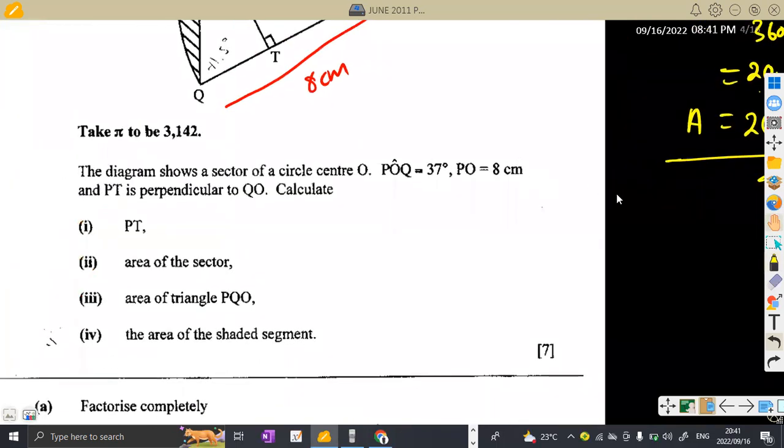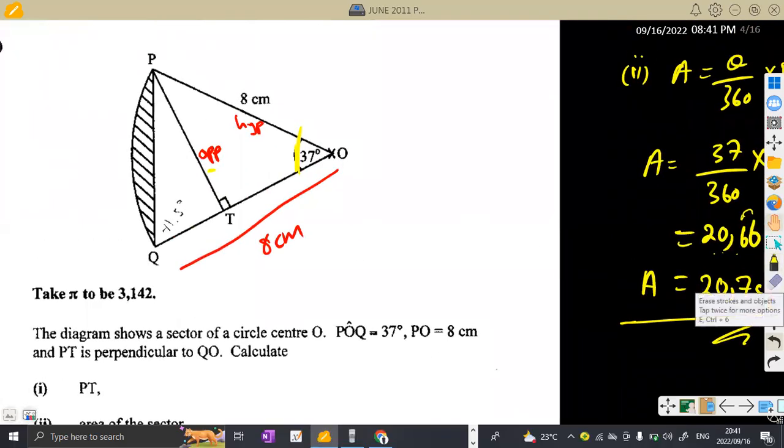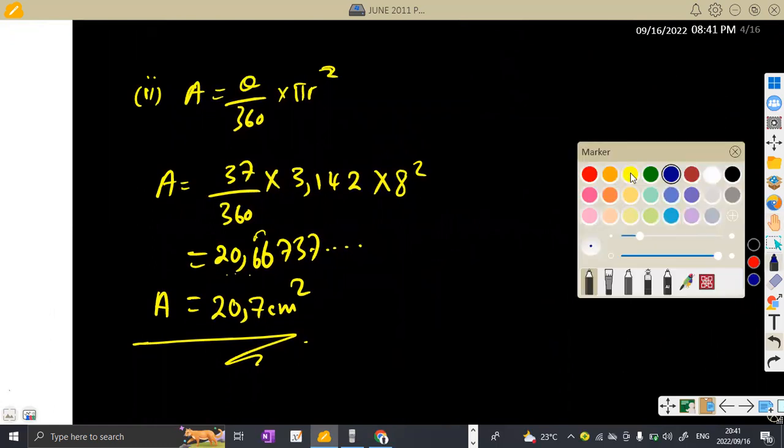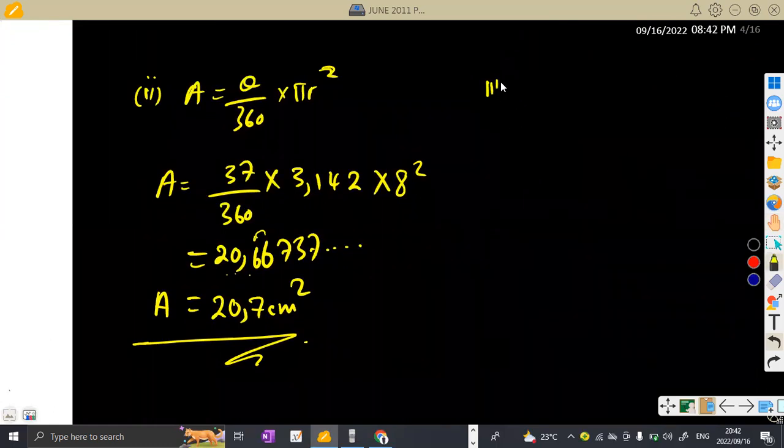Item 3, the area of triangle PQO. We need the area of triangle PQO, and if you cross check here, this triangle is our PQO, and it's a non-right angle triangle. You can use half base times the height, but we can actually use this angle of 37 degrees, since we know that the area of a non-right angle triangle is given by half ab sine theta.